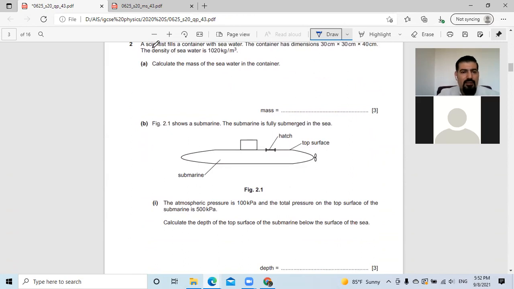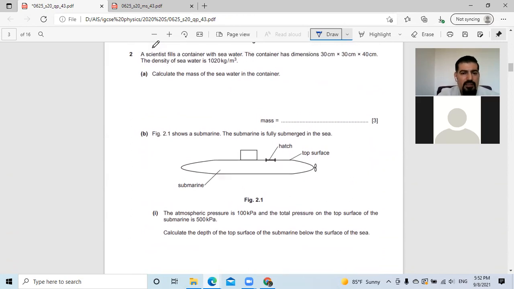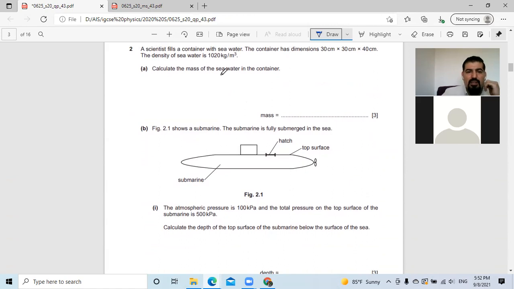A scientist fills a container with seawater. The container has dimensions of 30 centimeters, 30 centimeters, 40 centimeters, and the density of the water is 1,020 kilograms per cubic meter. So this means I need to convert these into meters: 0.3 times 0.3 times 0.4, dividing by 100 each.